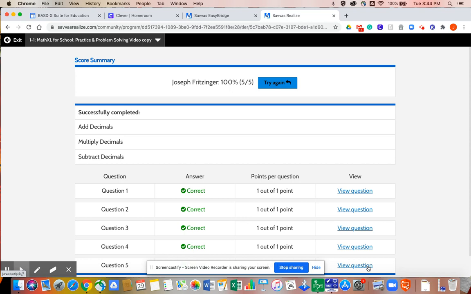Notice my name is there, the grade is there. I can see what the assignment was. That's it. Don't scroll up and down. Take the screenshot of this, and then you can submit it. So that is exactly how you're going to complete a Math Excel.